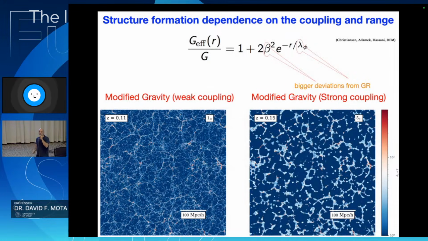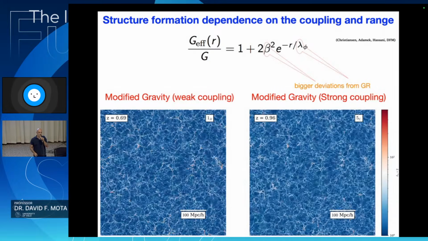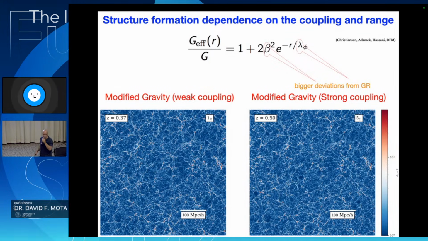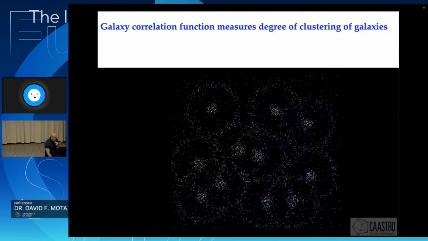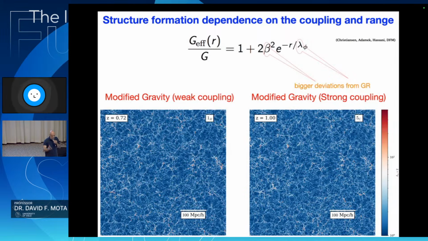And that makes sense. The phi force is proportional to the strength of the coupling and also to the range. So we will see now the range. So let me tell you first, I have this structure formation which is changing in the universe. How do I measure it in practice?